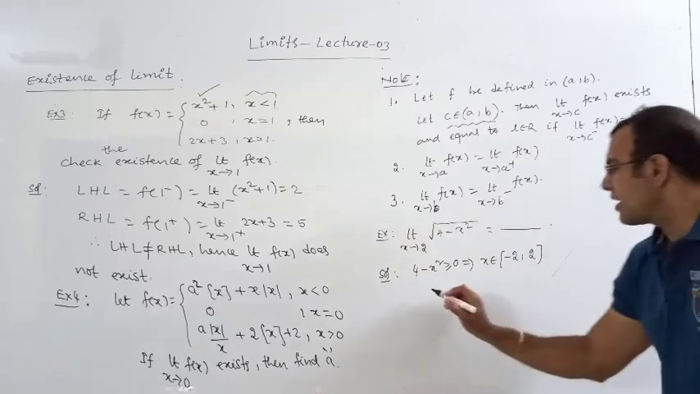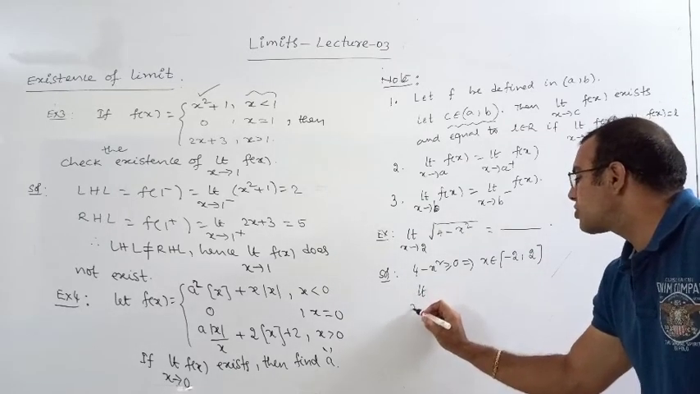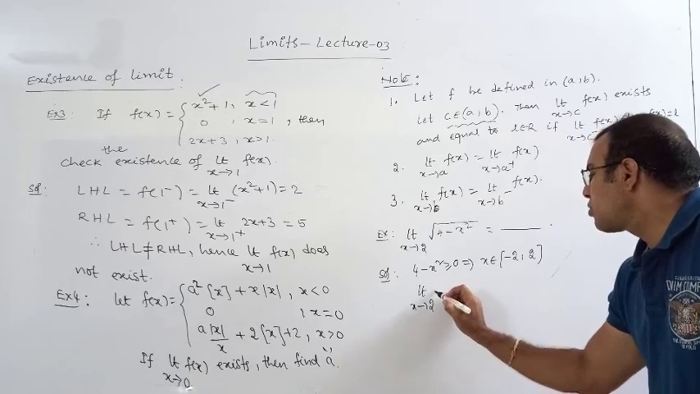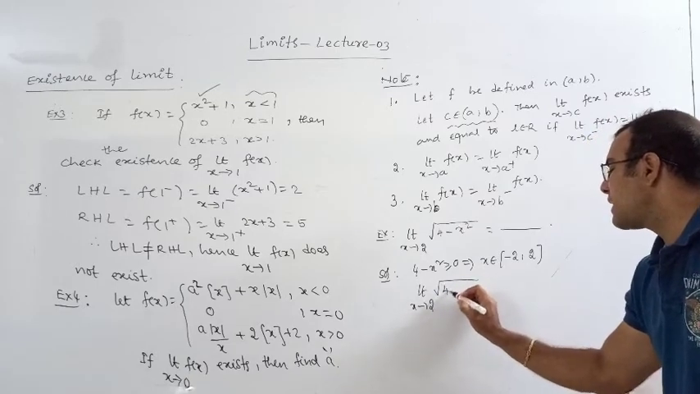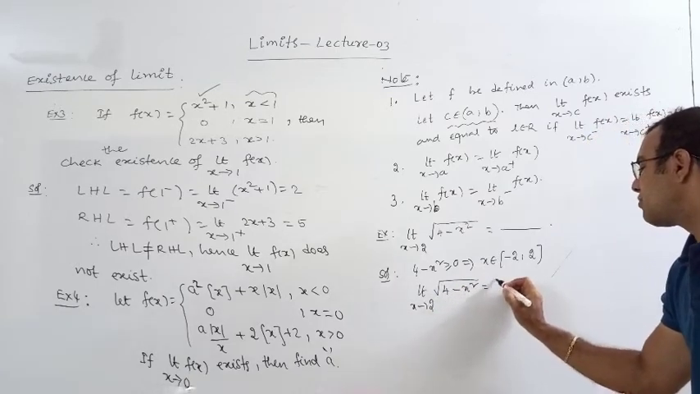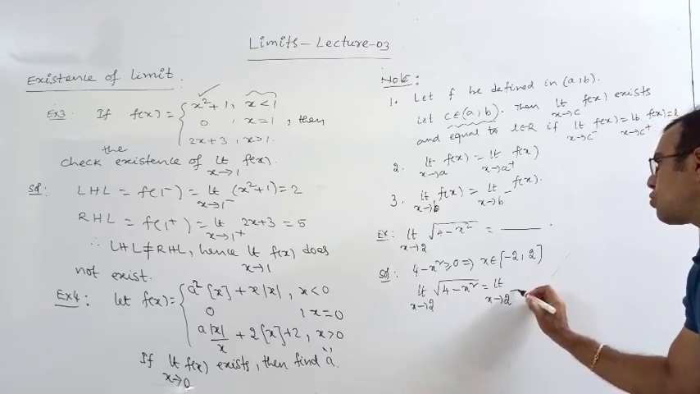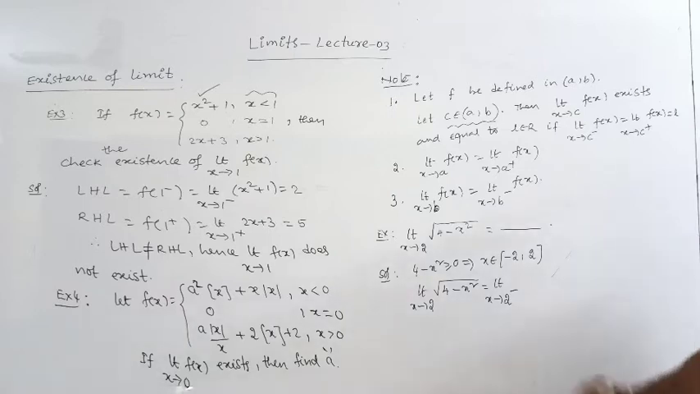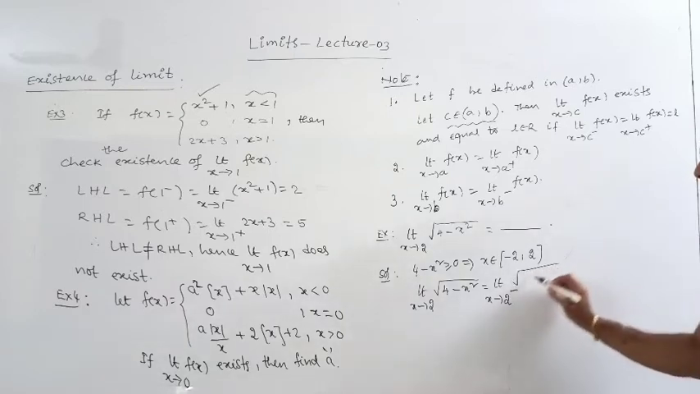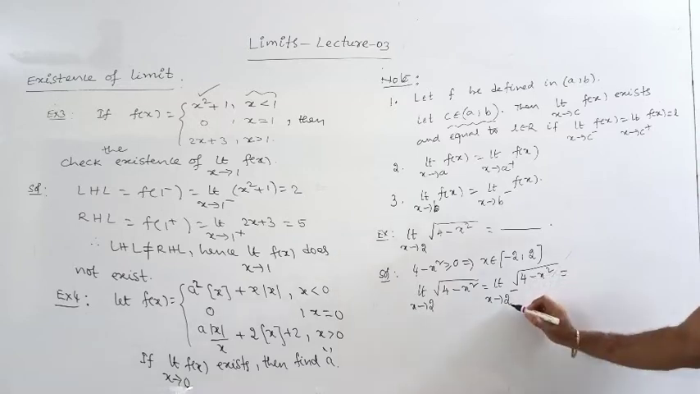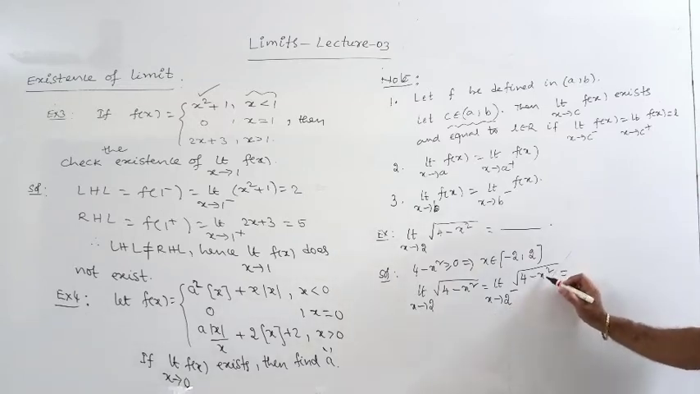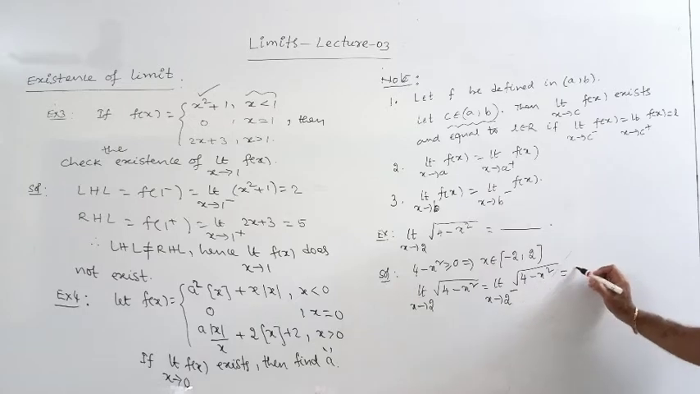So therefore, limit x tends to 2 root over 4 minus x square equals limit x tends to 2 minus root over 4 minus x square. After that you substitute directly x equal to 2, no problem at all. You will get 0.